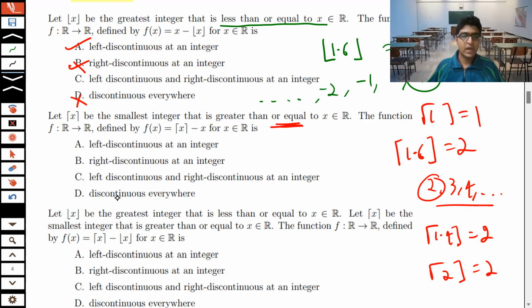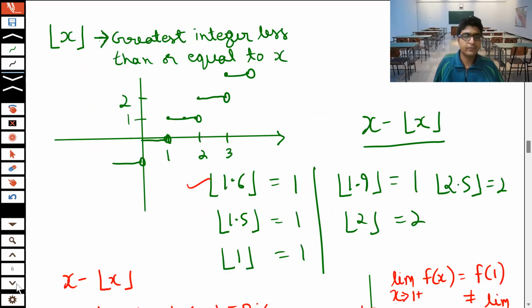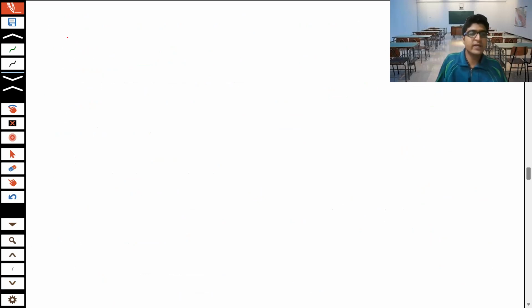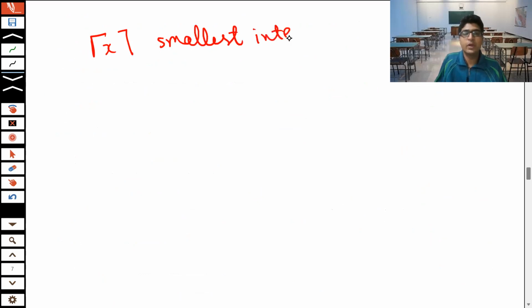And you have to check what the smallest integer function minus x is. Is it left continuous, right continuous? What is it? So now we are dealing with the smallest integer function. Smallest integer. Okay? So let's check the graph.